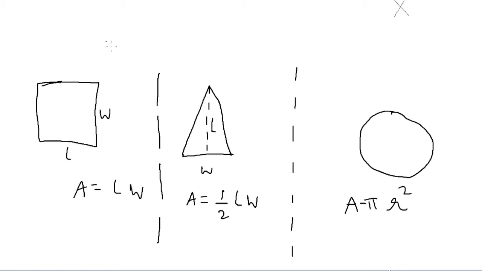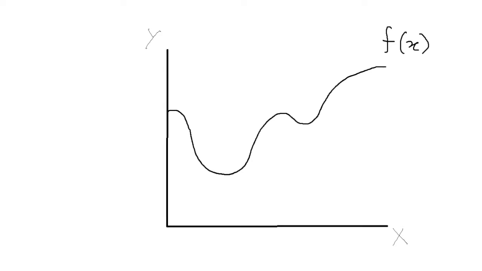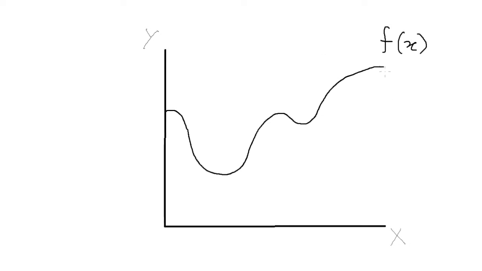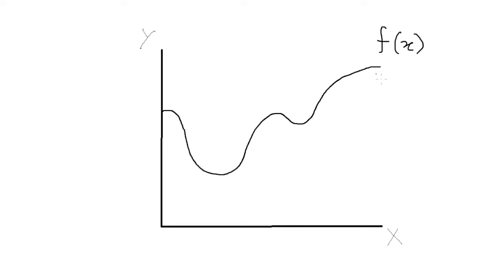Now, what happens when you have something a little bit more complex? Not everything in real life is straight shapes like squares and circles. Sometimes you get something a little bit more complicated, like this function f of x. How would one find the area under the curve of this function?